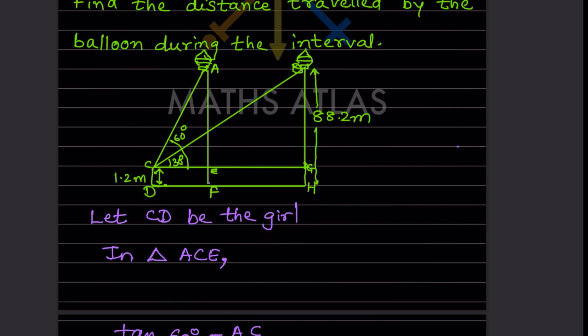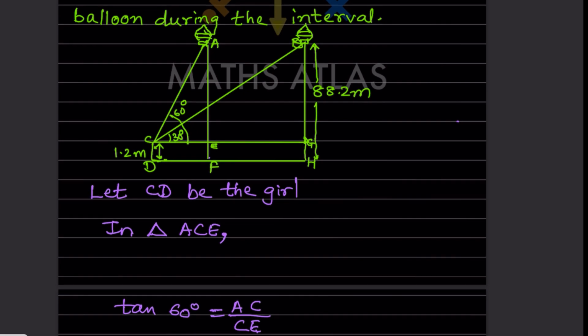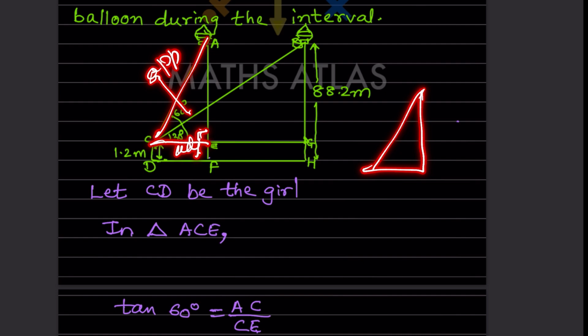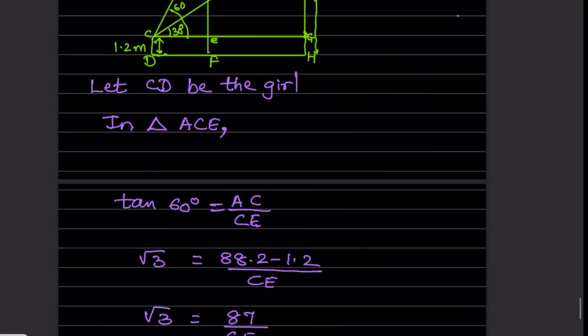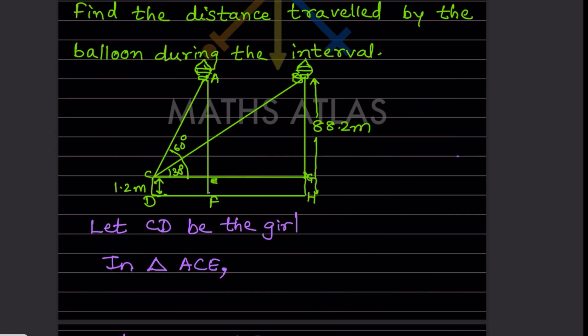Now this CD, whatever this distance is, 1.2 meter, that is the CD with the girl. Now let us consider this triangle first, this one ACE. In that one, this is an angle over here, that is 60 degree. This is the side opposite to that angle, because this is 90 degree and this is the adjacent side. So what we can write here for this triangle is tan 60 equals AC by CE. Now you know tan 60 is root 3.